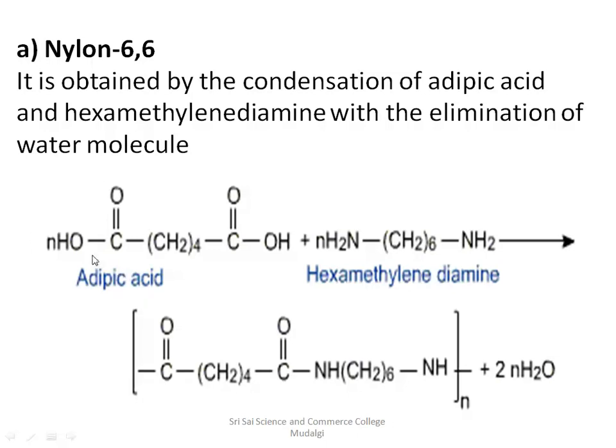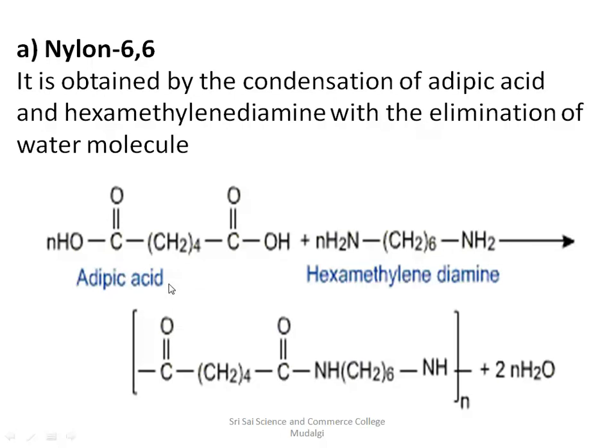Here you can see the structure of the formation of nylon 6,6. Now this is adipic acid. What is adipic acid? n molecules of COOH, CH2 four times, COOH, right? This we call adipic acid. Along with hexamethylene diamine. What is hexamethylene diamine? Hexa refers to 6, so there are 6 CH2 groups and the amine groups, diamine, amine meaning NH2, NH2. So n molecules of hexamethylene diamine react with n molecules of adipic acid.